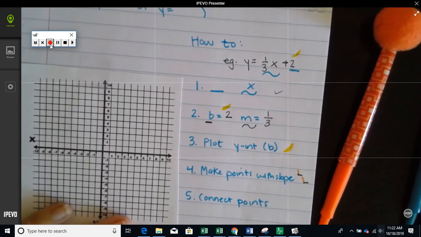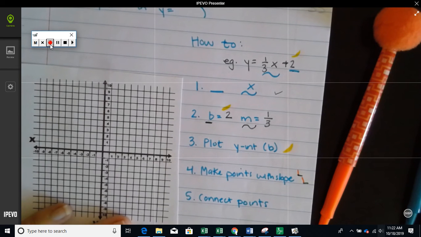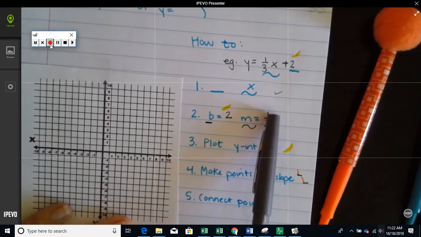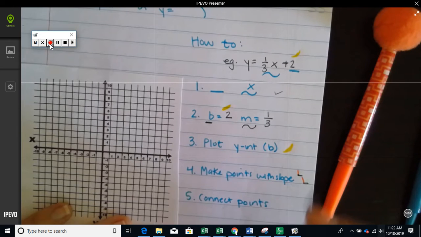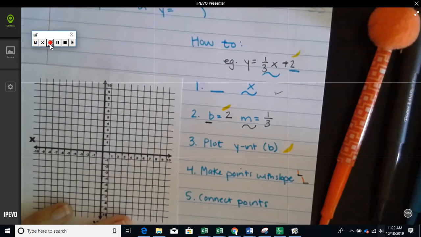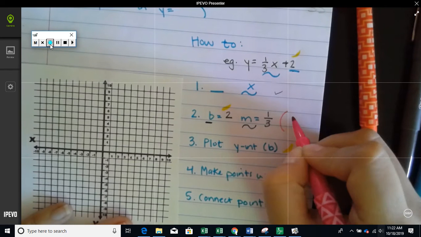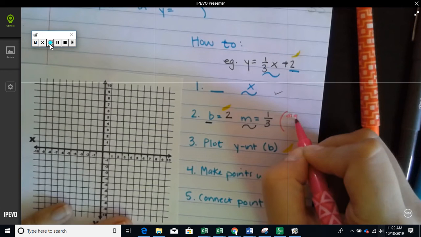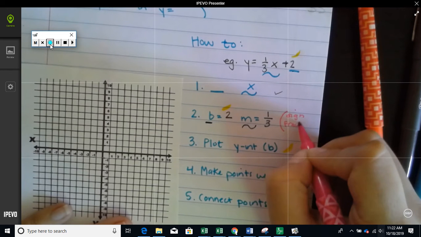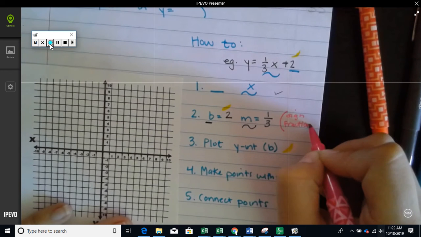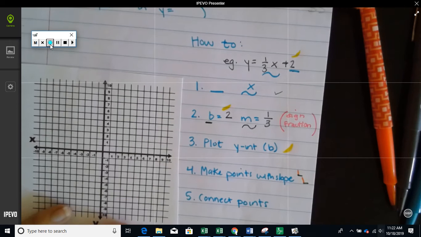Now, what will help you is that when you write it down, you always make a little note to yourself. Make a little note to yourself. You want to write it with the sign, and you want to write it with the fraction. Make a note to yourself. It will help you in the future if you do that.